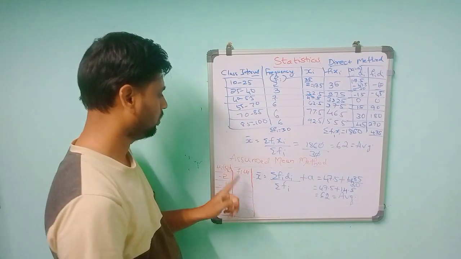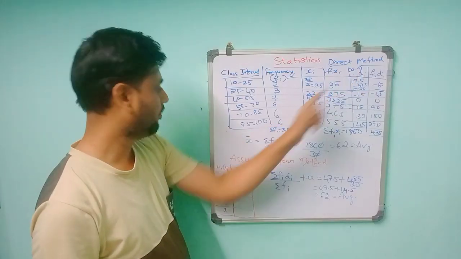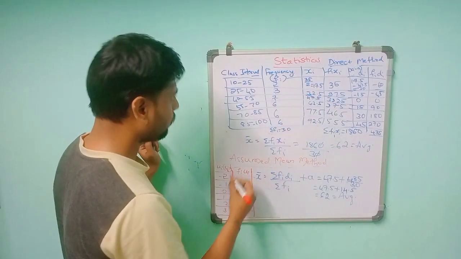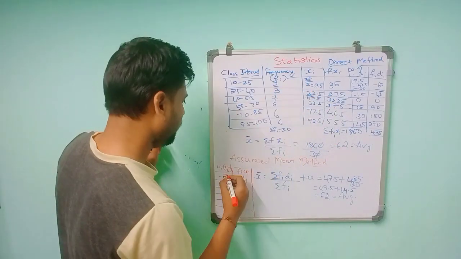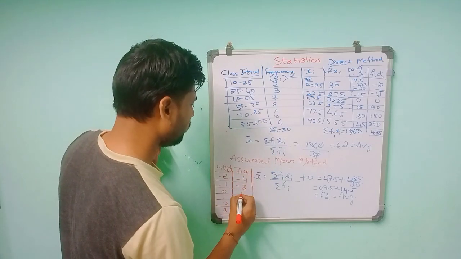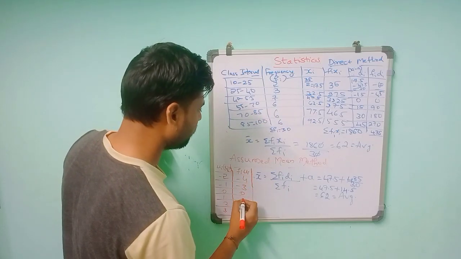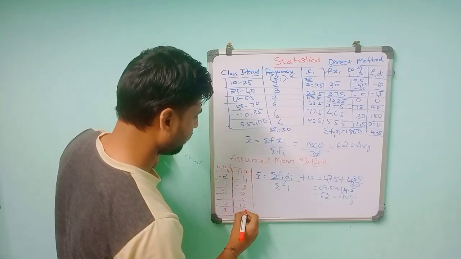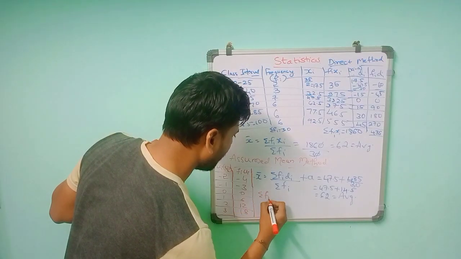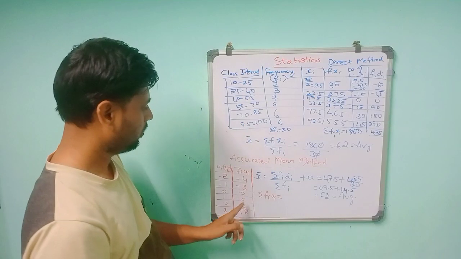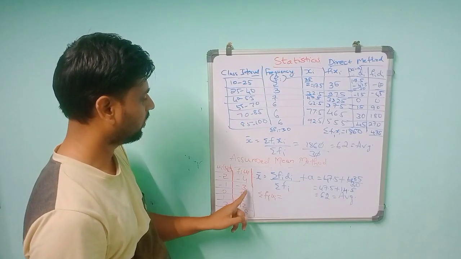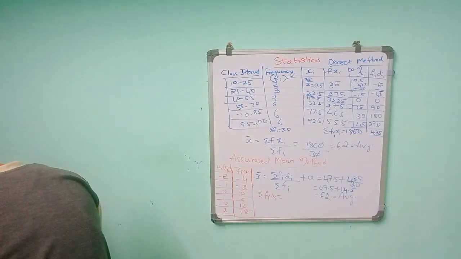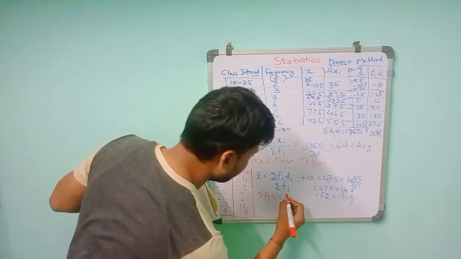So the last step is ui is xi minus a divided by h. Next fi ui. So fi is the same as this. So 2 into minus 2 is minus 4. Then 3 into minus 1 is minus 3. 7 into 0 is 0. Then 1 into 6 is 6. 6 into 2 is 12. Then 6 into 3 is 18. So we have to find the sigma fi ui. So the total will be 18 plus 12 is 30, 36, 36 minus 7 is 29. The value is 29.